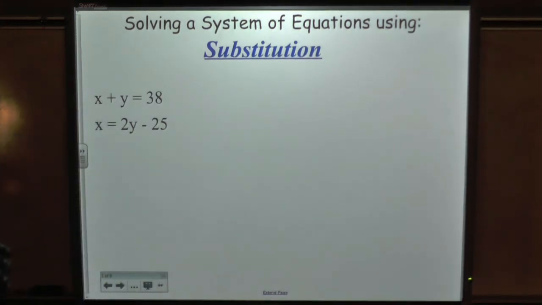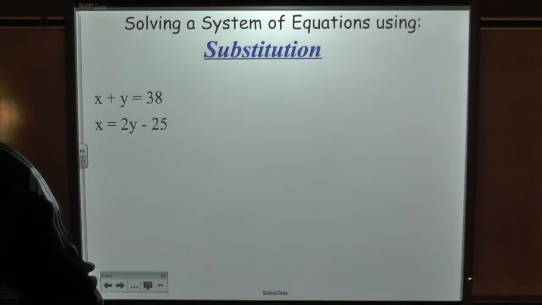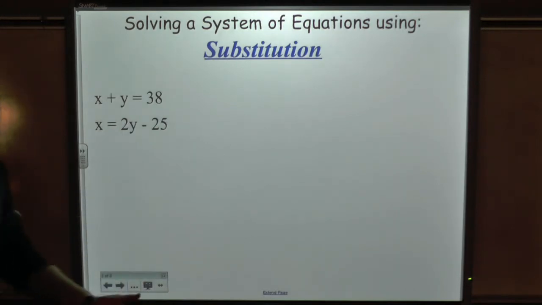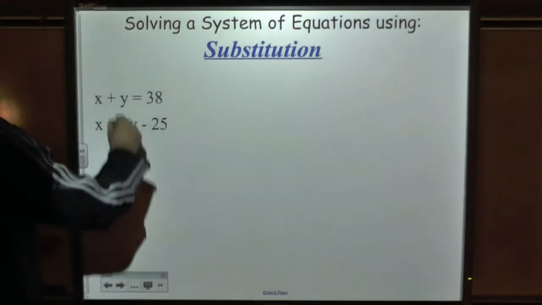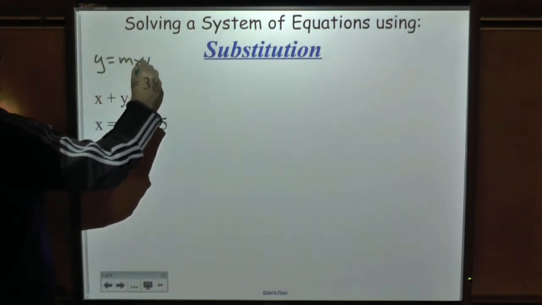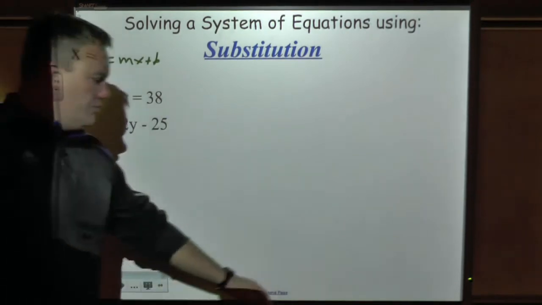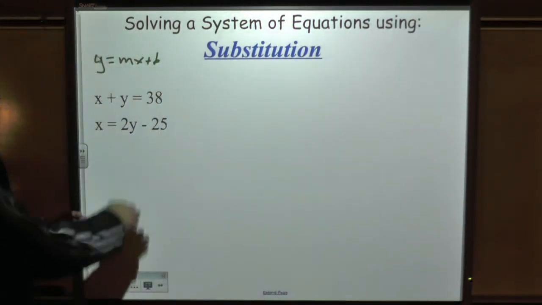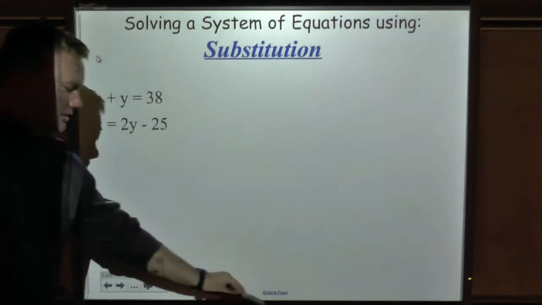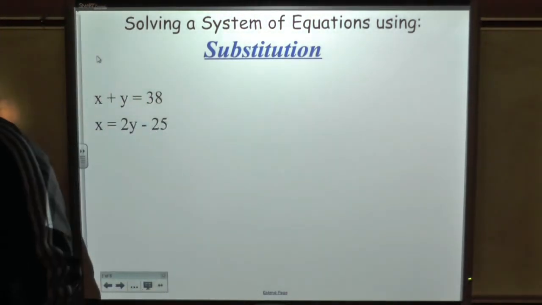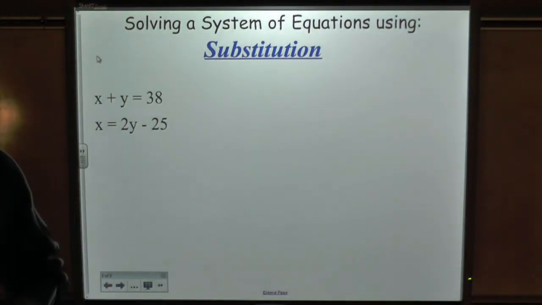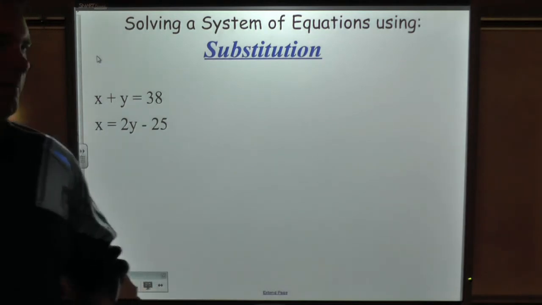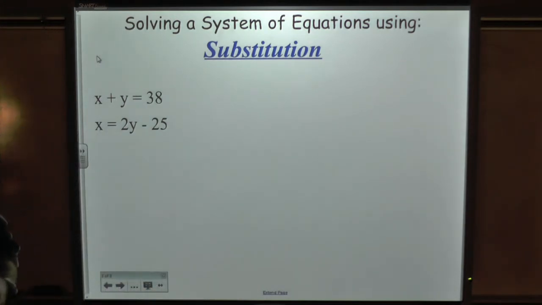Now, the reason why we have substitution is because not everything can be graphed. If you look at these two equations, they're not written very well. They're not written in our lovely little slope-intercept form, y equals mx plus b. They're not written in that form, so it makes it tougher to graph them. Another reason why we might want to use substitution is that you don't have a graph. So we want to have another method to solve a system of equations when graphing is not available.